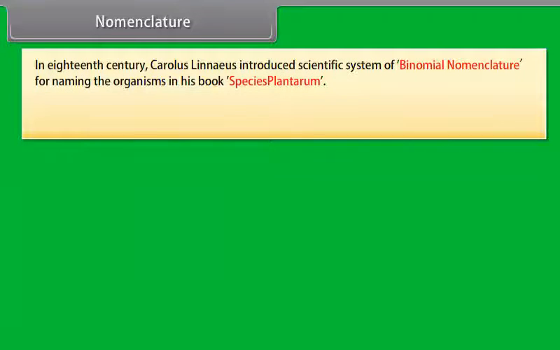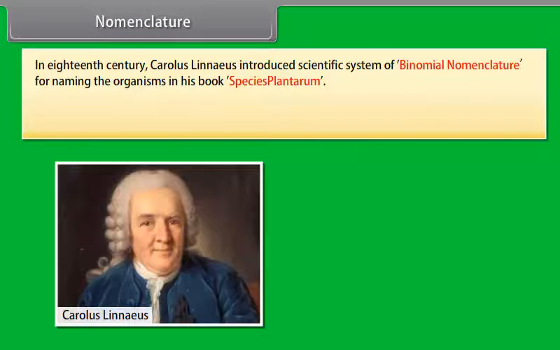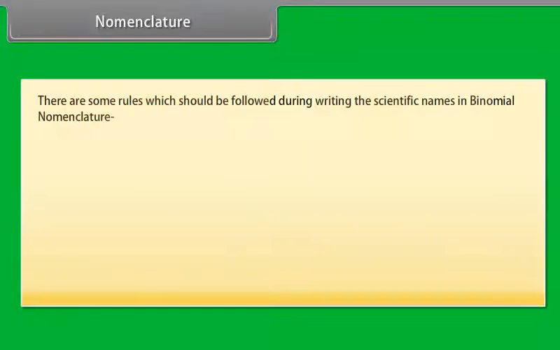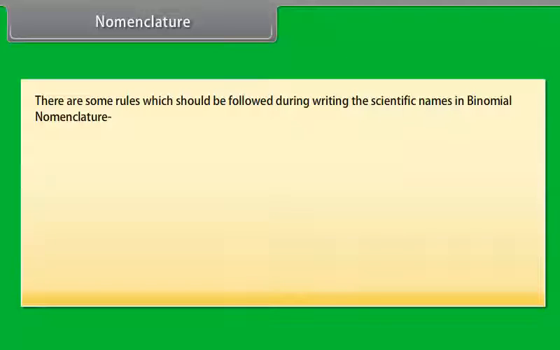In 18th century, Carolus Linnaeus introduced scientific system of binomial nomenclature for naming the organisms in his book Species Plantarum. According to binomial nomenclature, every scientific name is formed of two words, genus and species. There are some rules which should be followed during writing the scientific names in binomial nomenclature.